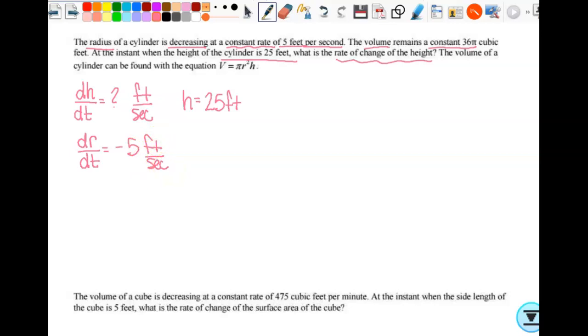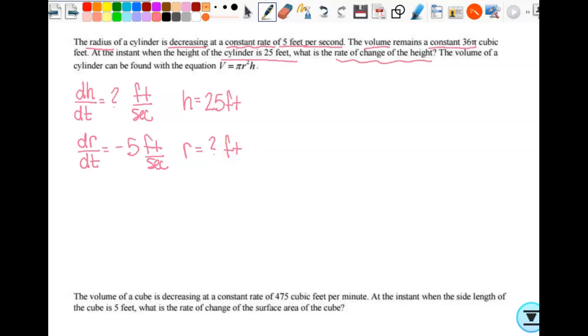All right, do we know the radius at this point? No. No, we don't, right? But what would the units be on the radius? Feet. Okay. All right. So then, what else?